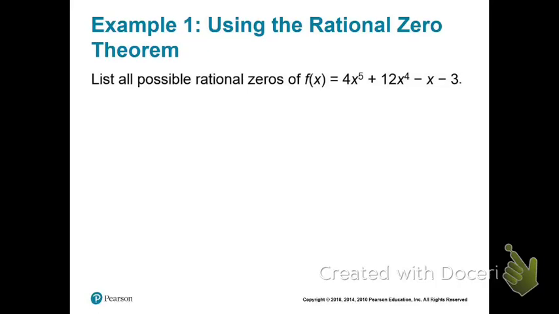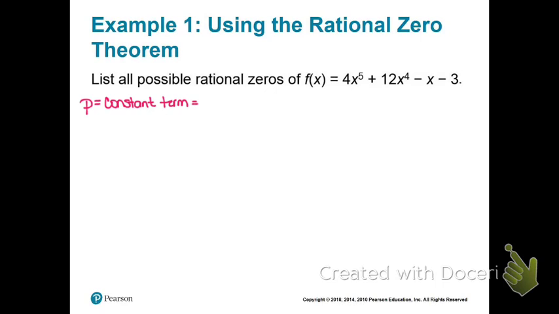All right, so example 1 says list all possible rational zeros of that polynomial. So P, remember, is going to be the factors of the constant term. I was putting constant and term together there. What number is my constant term?